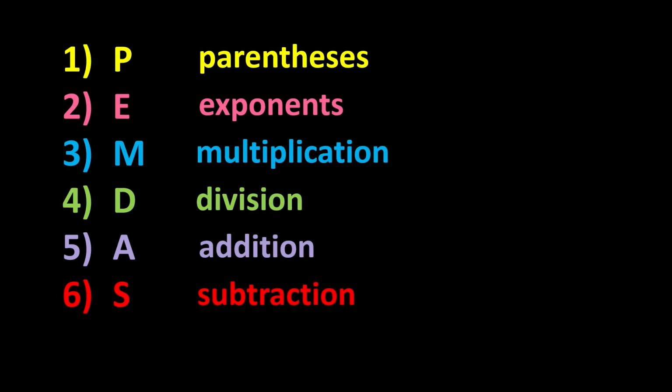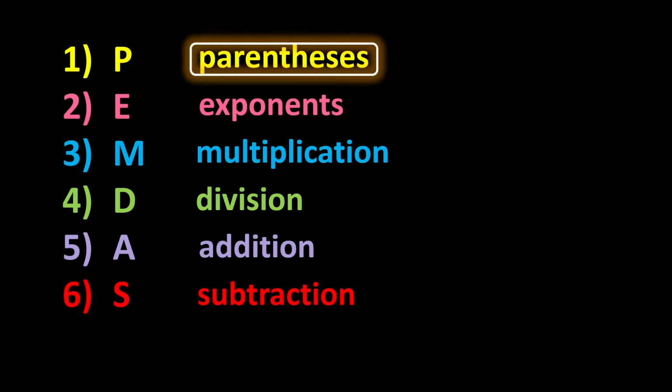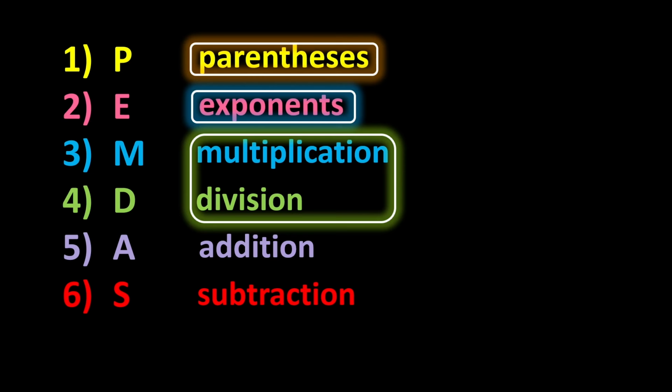When we face a complex mathematical expression, we must first solve the parentheses. Then we calculate the exponents. After that, we move on to multiplication and division. And finally, we perform the addition and subtraction.